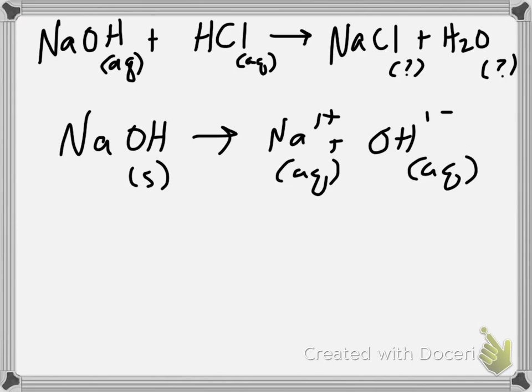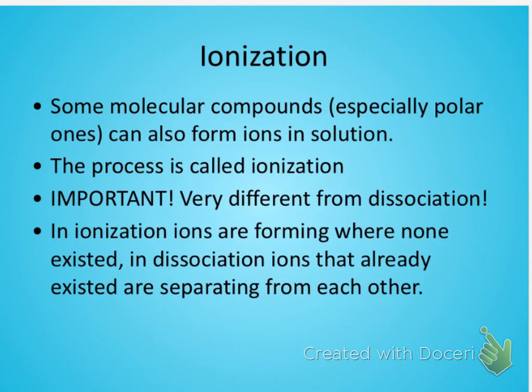Hydrogen chloride is a molecular compound. It is covalently bound. It's two non-metals. And we know that when we have two nonmetals, they typically bond covalently. They're sharing electrons. So this is where we want to talk a little bit about how that differs from what we see when we have an ionic compound dissolved in water. Ionization. So ionization is a process that some molecular compounds go through where when you put them in water, they actually form ions. This is different than dissociation.